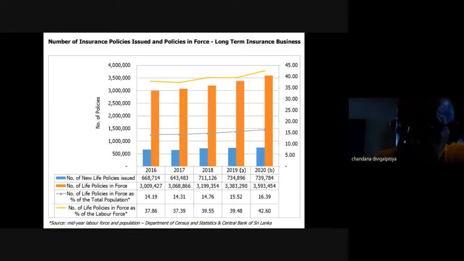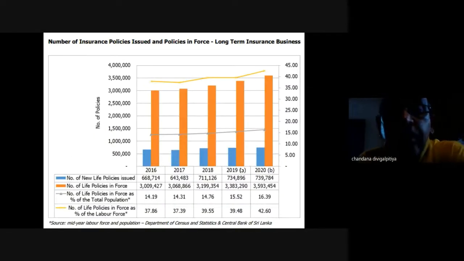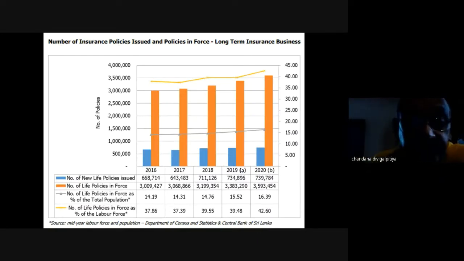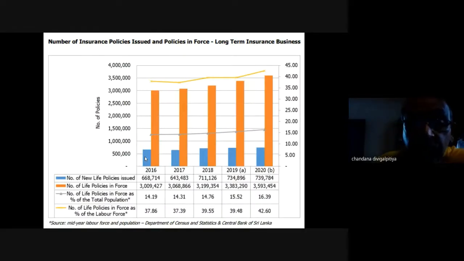Then the number of insurance policies, policies issued and policies in force, long-term insurance, with all the companies. These are the number of policies issued you will see. There's a growth here, 2016, 2017, 2018, 2019, 2020. Then these are the policies in force. It's growing.